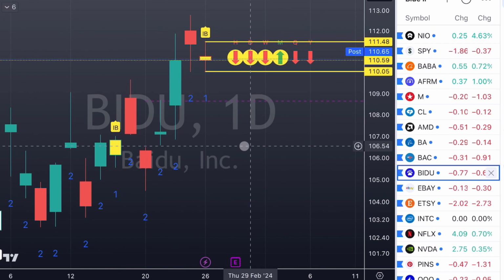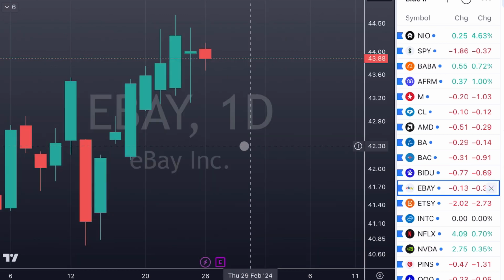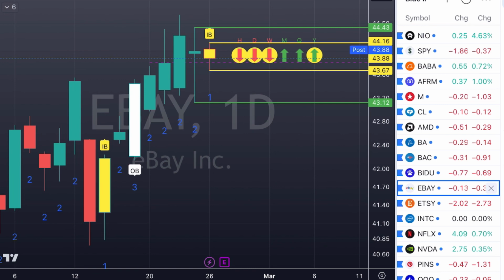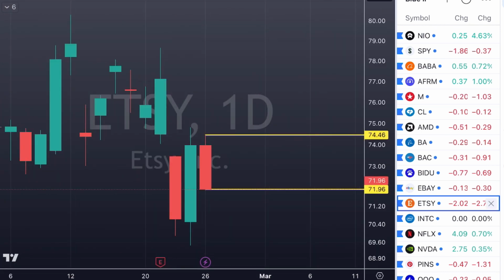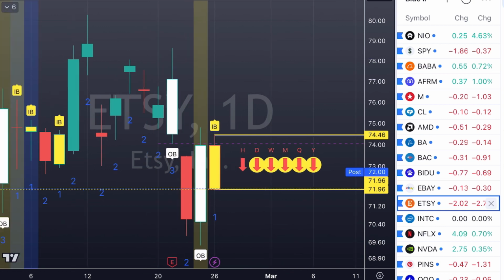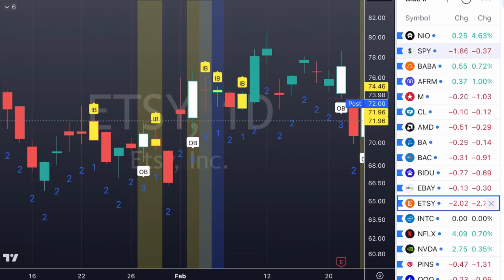BIDU, inside bar. So calls at 111.48, puts at 110.05. eBay, inside bar again. Calls at 44.16, puts at 43.67. We look at Etsy, 3-1 setup. There's that gold highlight for my 3-1s.